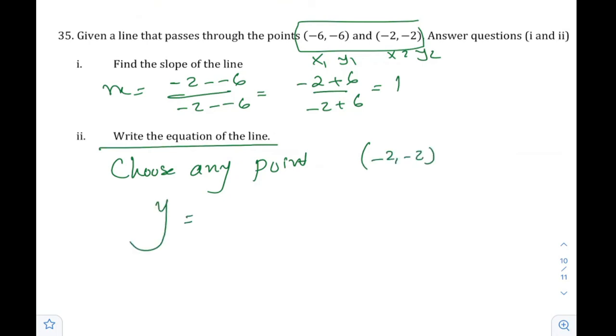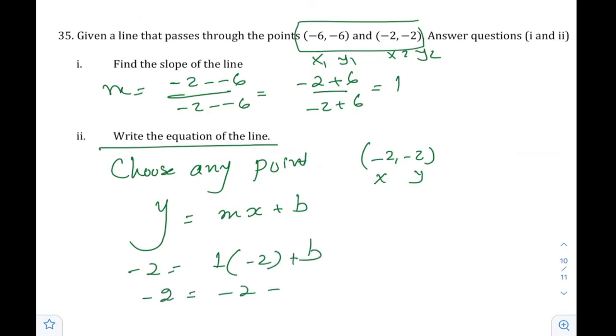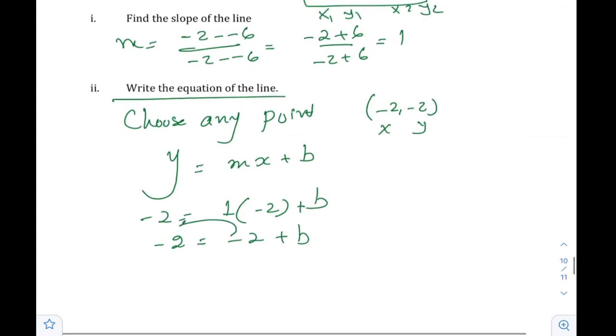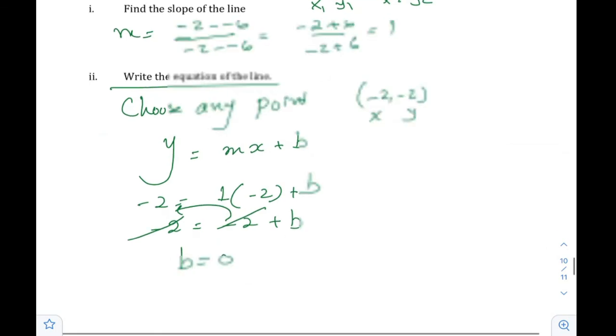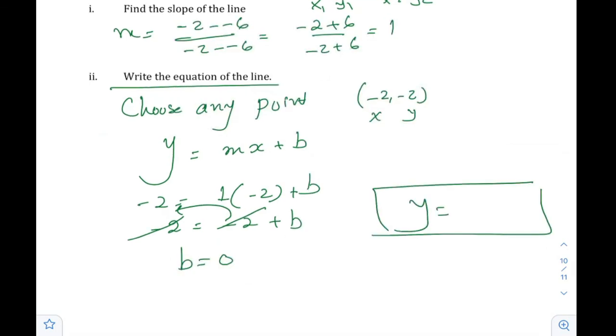So y equals mx plus b. The slope is 1. And if you transfer it here, of course b is 0. It's very obvious that b is 0. So that means my equation will be y equals 1x plus 0, which is just y equals x. This is the final answer that I'm looking for.